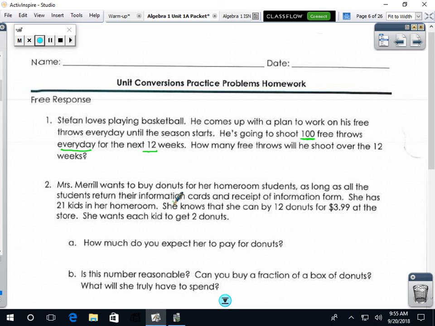So what do we need to do to figure out how many he'll shoot over the next 12 weeks? If he shoots them every day, isn't that 7 days a week? So it'd be 100 times 7, which means he's shooting 700 every single week, but he does that for 12 weeks, so wouldn't you multiply all of that by 12 as well? And that gives you what? Right, 8,400 free throws.